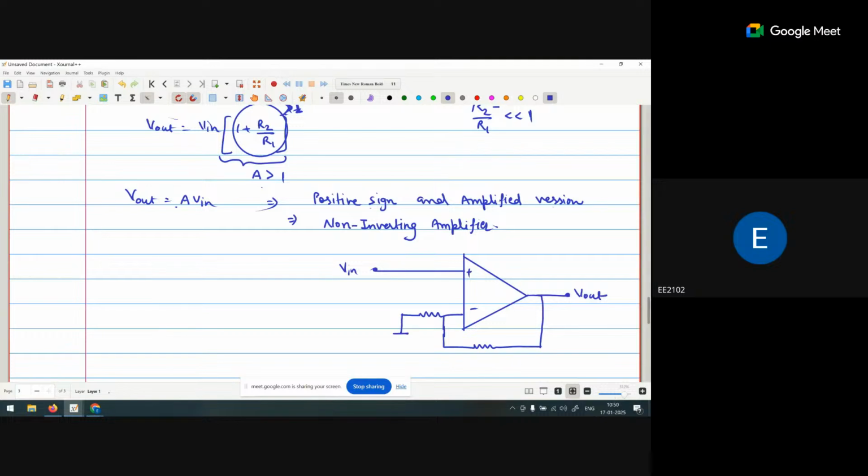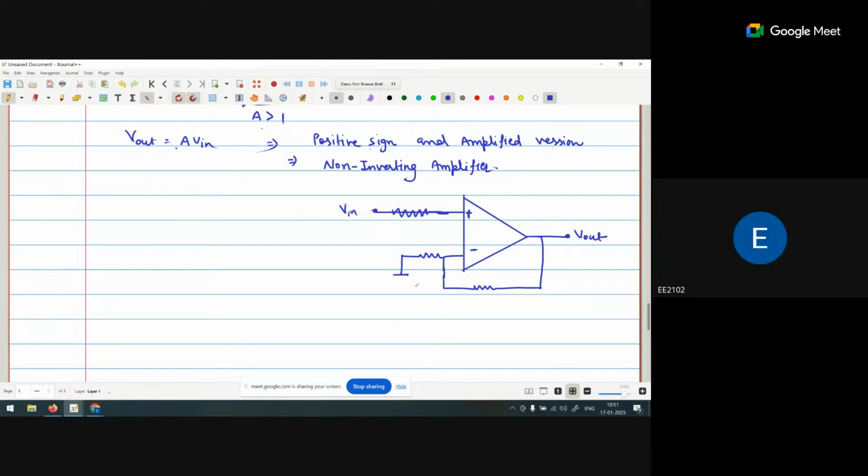If I use the circuit, no issue in that one. Why? Because if I connect a resistance here, I just use a non-inverting terminal at the upper side and inverting terminal at the lower side, so basically it is a vertical mirror. Either I use a resistance or I use a direct wire, there is no effect of that one.